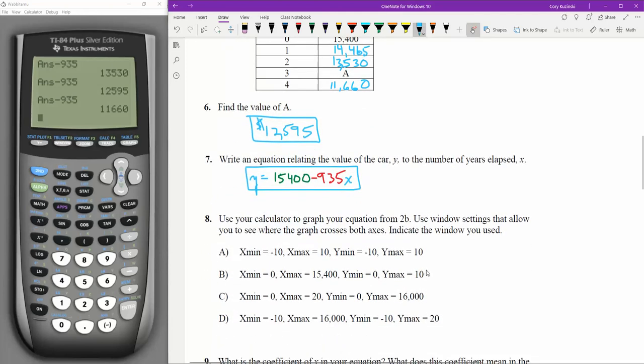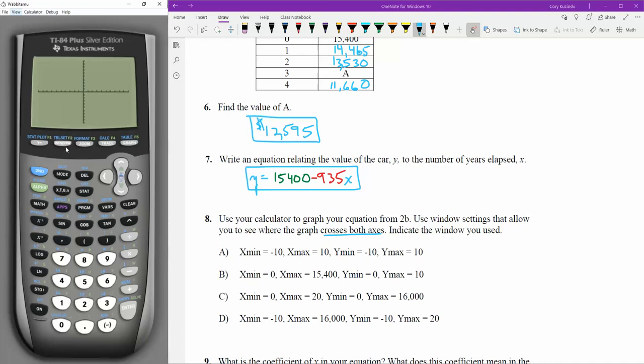Use your calculator to graph the equation. Use window settings that allow us to see where the graph crosses both axes. Okay, indicate the window you used. So I'm going to go to my calculator here. Let's get those plots turned off. Let's type our equation in here: 15,400 minus 935x. So if I use a standard window, that is negative 10 for the x minimum, 10 for the x maximum, negative 10 for the y minimum, and 10 for the y maximum, we're not going to see anything. We're not going to see any line here.